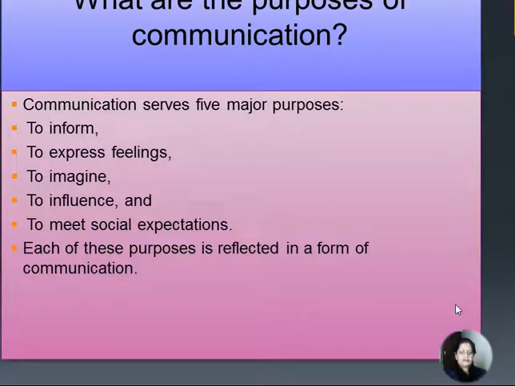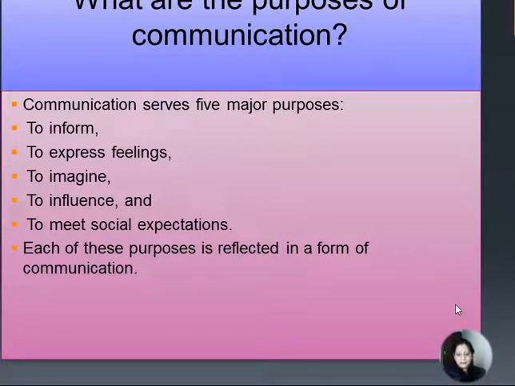What are the purposes of communication, or why is communication important? First is to inform, just to create awareness or just to inform what you want. That is known as to inform. To express feelings, what you want from your team, what kind of work you want from your team. You want hard work, you want dedication, you want support. These are the feelings that can only be expressed with the help of communication.